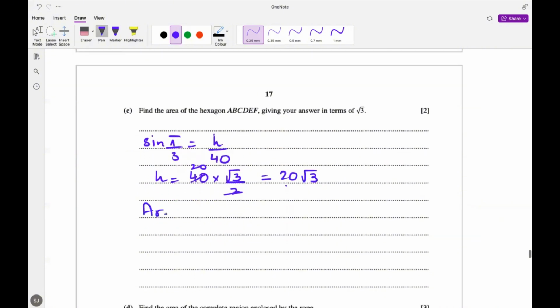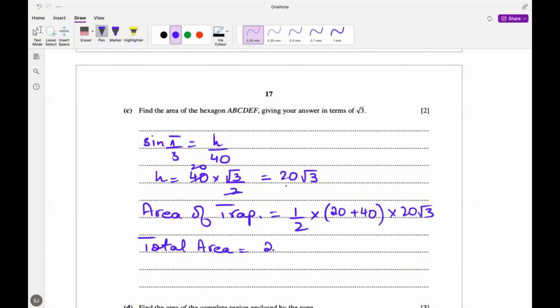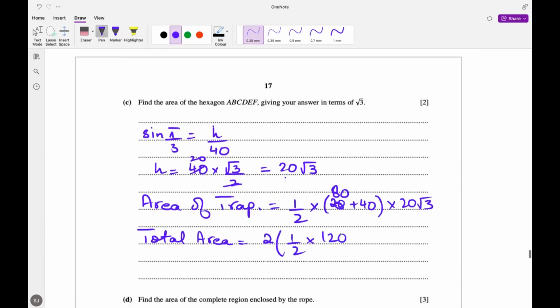Now finding the area of the trapezium, that will be equal to 1 upon 2 into the sum of parallel sides, which is 20 plus 40, multiplied by 20 root 3. And then the total area will become 2 times this answer. So this will be 2 times 1 upon 2 into, one of the lengths was 80 and the other length was 40, so this will be 120 multiplied by 20 root 3. 2 and 2 will cancel. 120 times 20 will become 2400 root 3 centimeters squared.